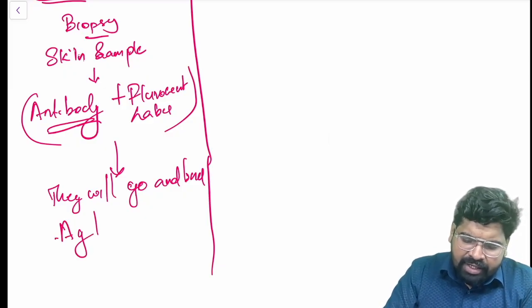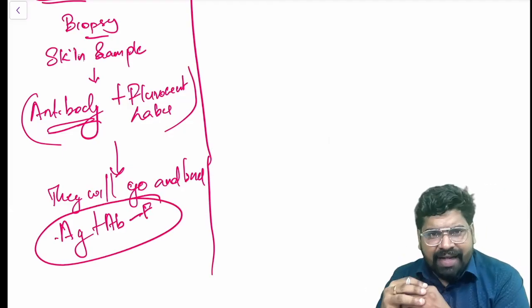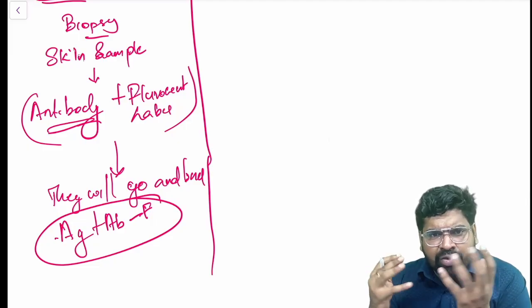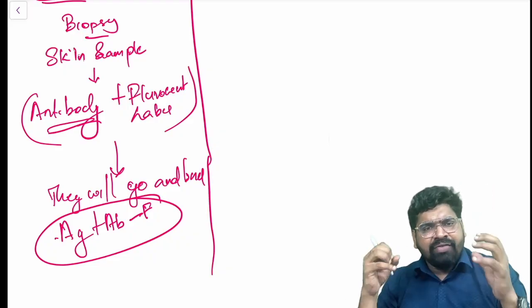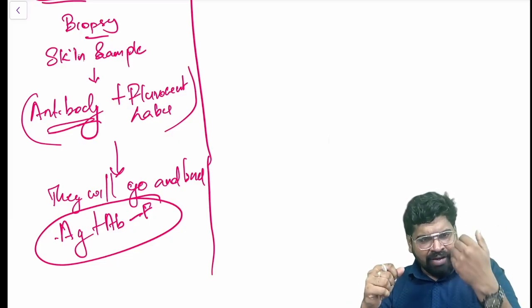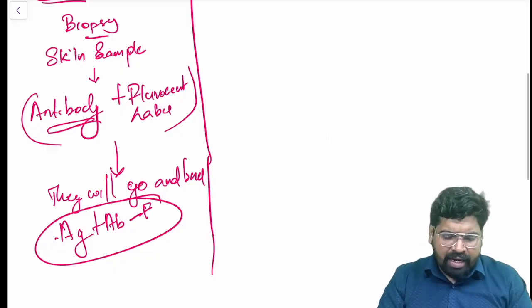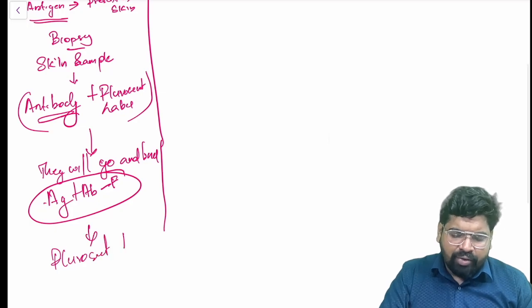If there is an antigen, the antibody with this fluorescence will bind and make a complex there. If there is no antigen, it is not going to bind, and when I wash it, it will go. But if there is an antigen, my antibody will go and bind to it, and even if I wash it, it won't go. Then I will go and see under the fluorescent microscope.